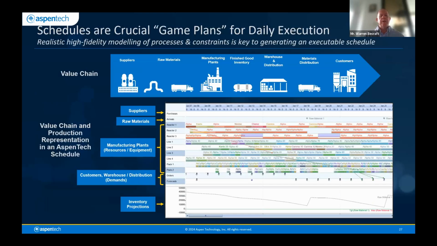So it's important in the scheduling model to represent all of the different assets and representations of purchasing and arrivals of raw material at the plant, through to fulfillment of orders and shipping out from the plant, the orders and forecasts. Being able to track and trace materials as they move through the different stages of production, as well as seeing the inventory profiles going out into the future if this particular schedule is executed.